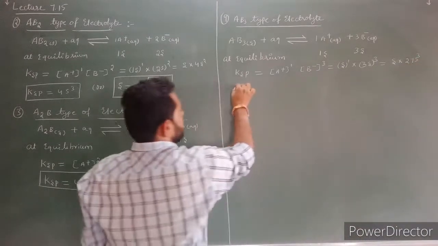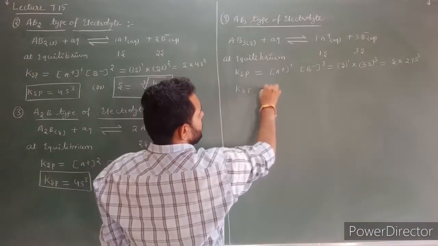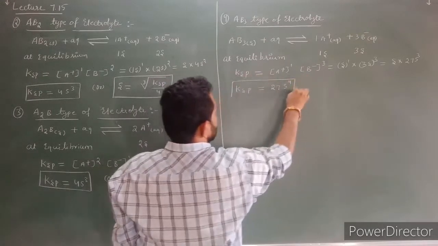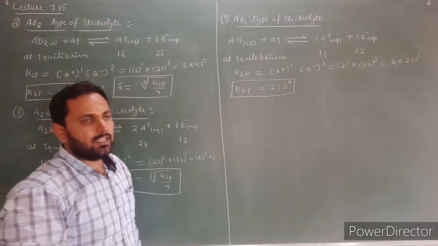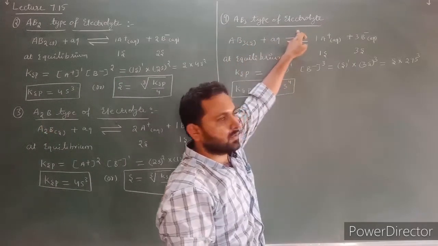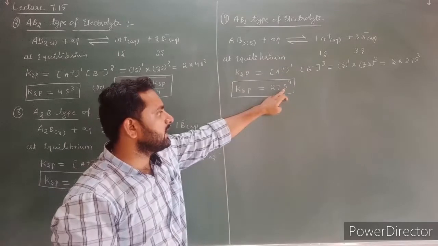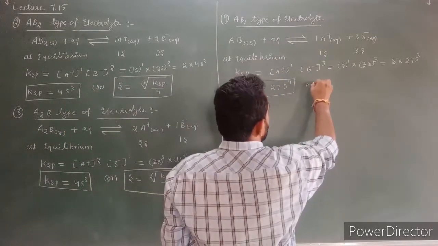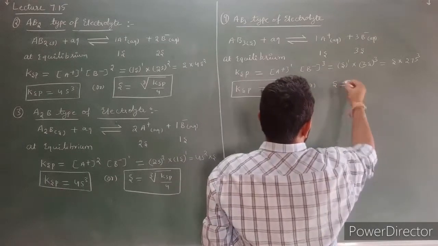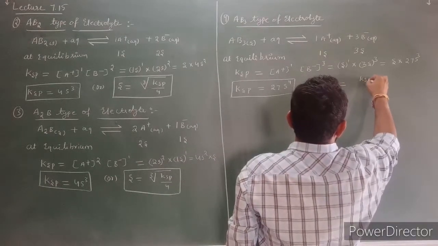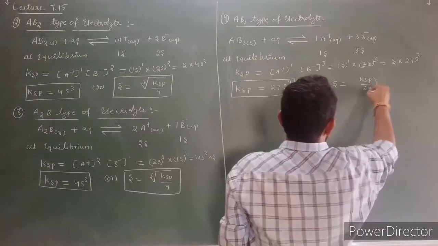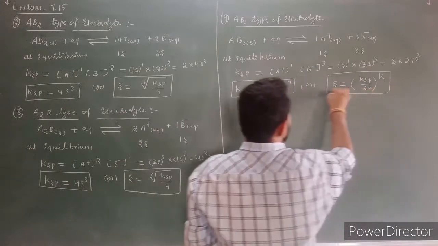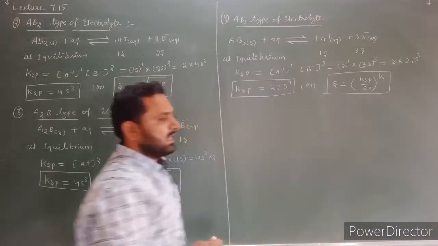Next, Ksp is equal to 27 s power 4. This is the relation between solubility product and solubility for AB3 type of electrolyte. If you want to calculate solubility, then just rearrange this equation. Solubility is equal to Ksp divided by 27 whole power 1 by 4. This is the relation to calculate solubility for AB3 type of electrolyte.